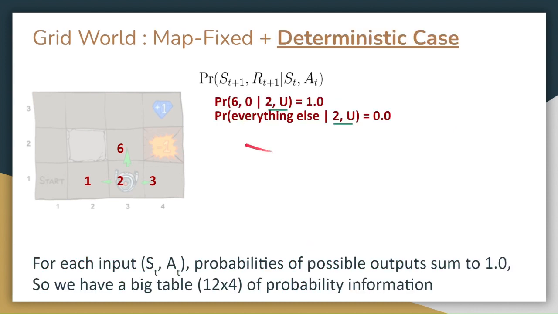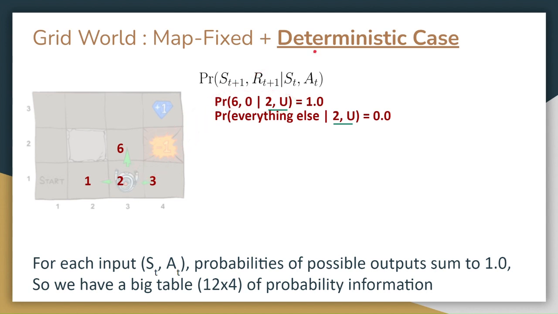Here, suppose the agent is here on state 2, and the agent decides to go up. So we can write the conditional probability in this notation.